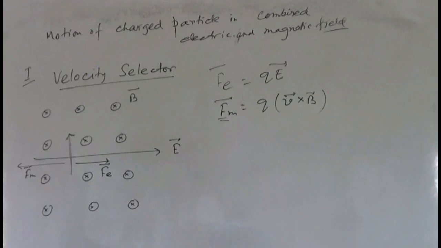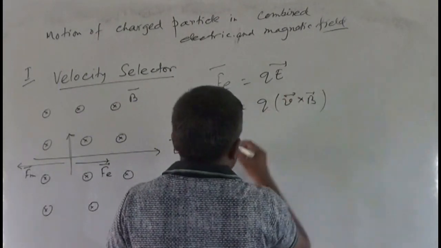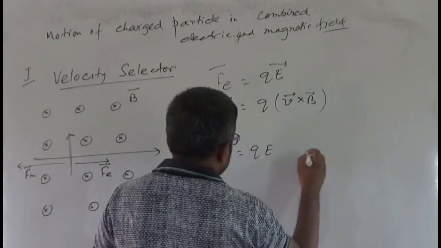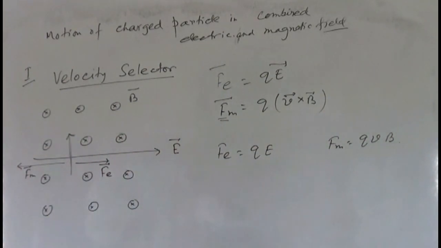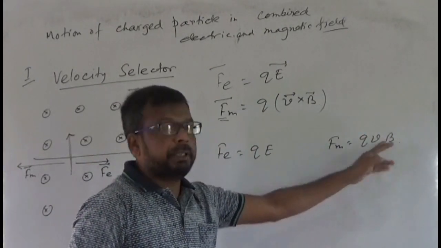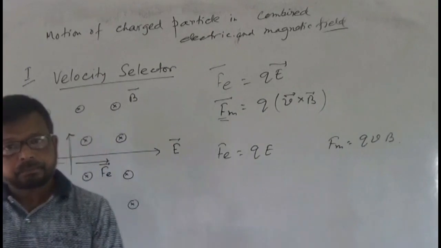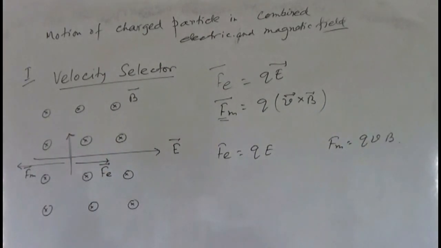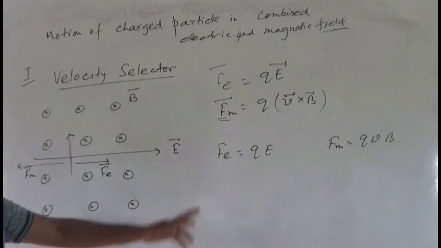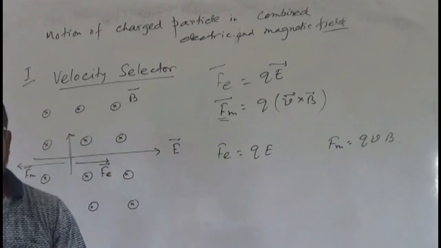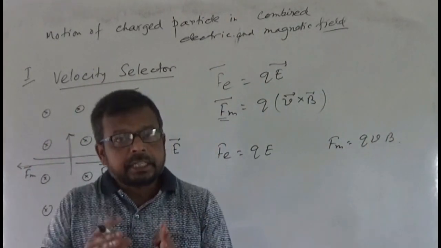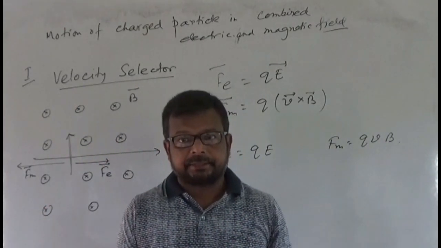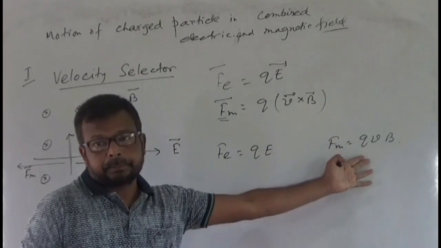Right? Now the magnitude of the electric force is qE and the magnitude of the magnetic force is qvB, because v and B are perpendicular, therefore vB sin 90 degrees. Therefore qvB is the magnetic force and qE is the electric force. And we have already derived that these two forces are in opposite directions. Clear? And their magnitudes are these.